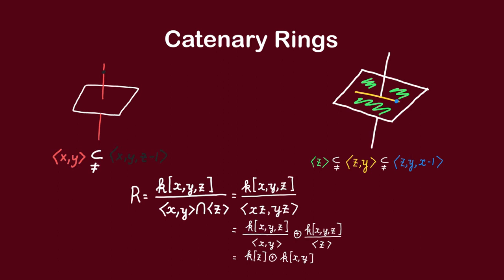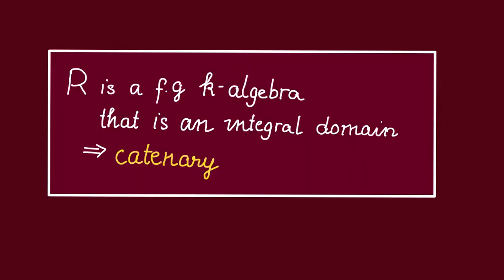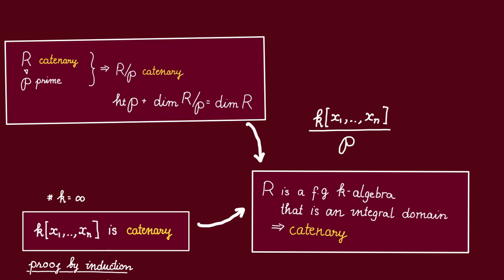So we'd expect that we will not have this issue with irreducible affine varieties, and that's indeed true. It turns out that the coordinate ring of any such variety is going to be catenary. To prove this, we just need to prove the following two propositions.